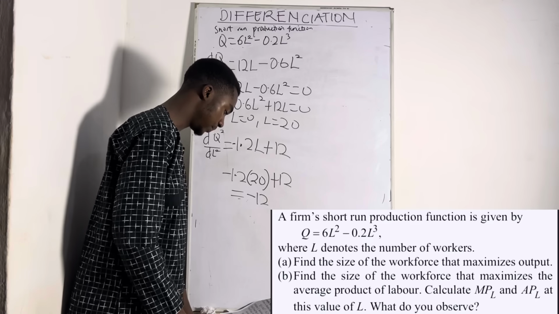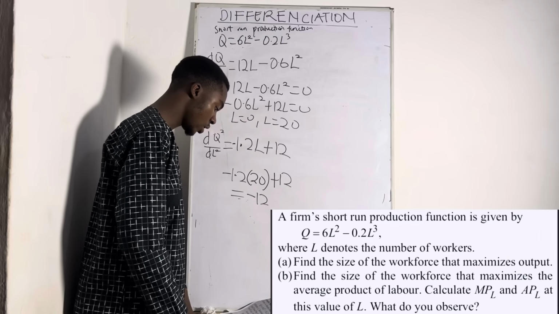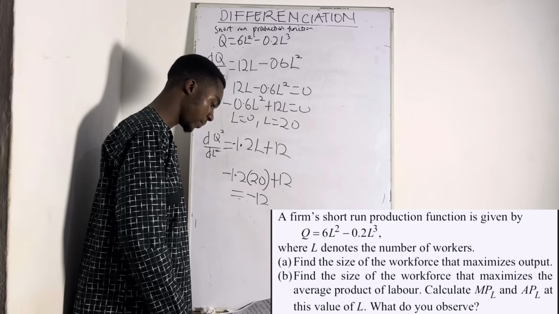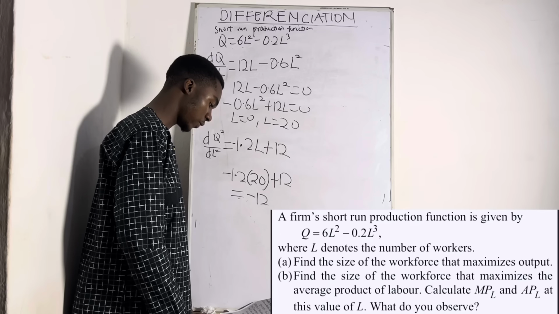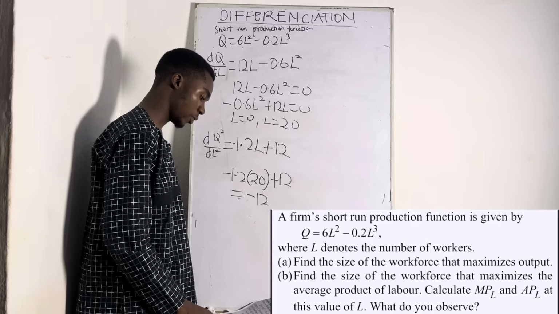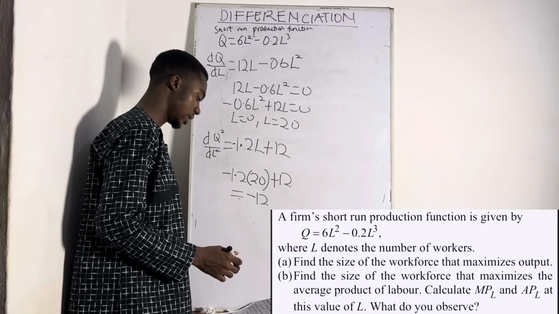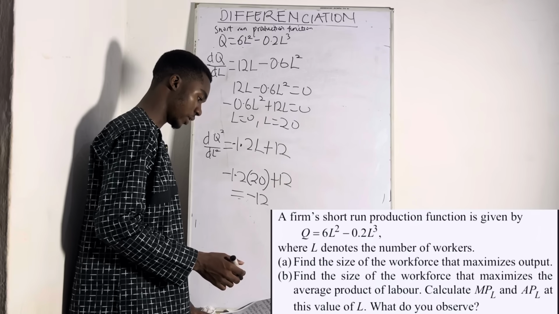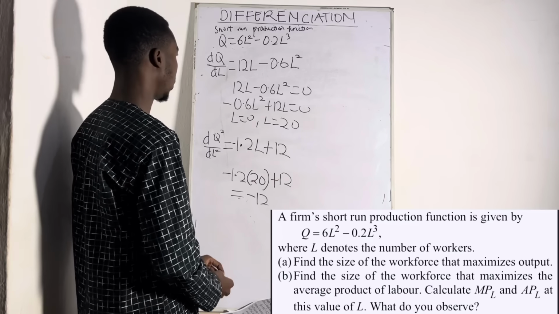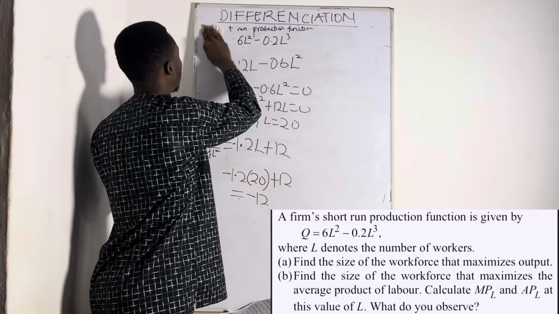Now let's move on to B. B says that you should find the size of the workforce that maximizes the average product of labor. Calculate MPL, which is the marginal product of labor, and the average product of labor. At this value of L, what do you observe? All right, so let's clean the board and solve B.